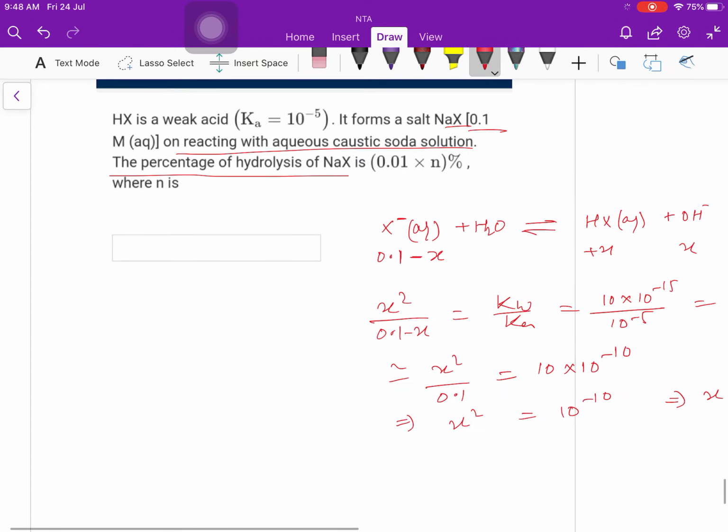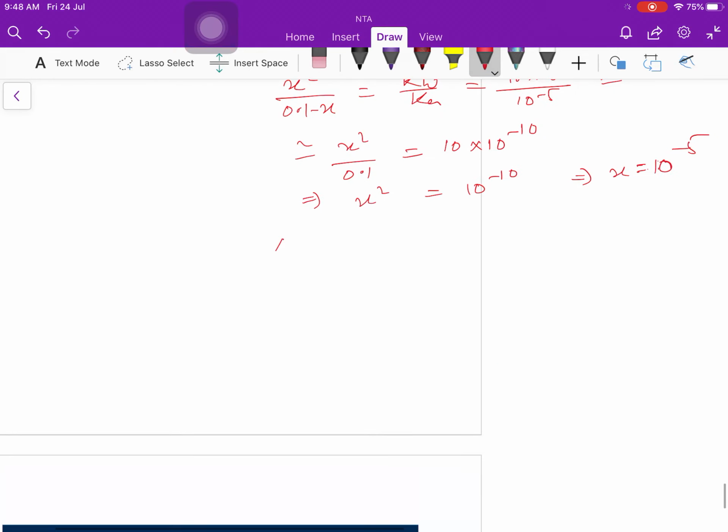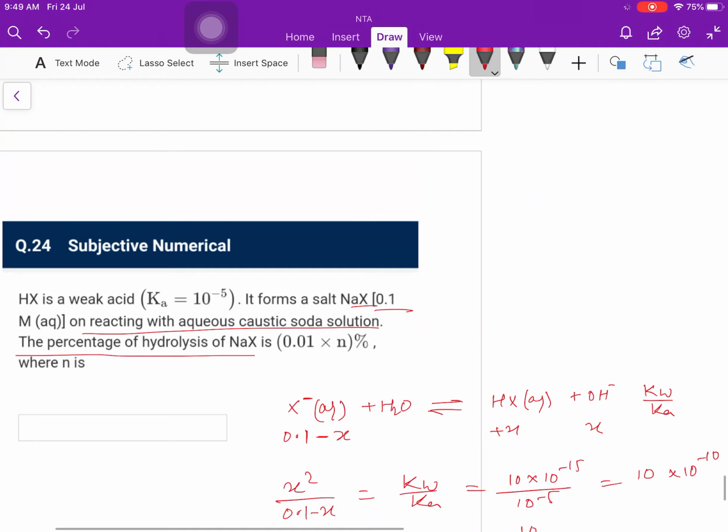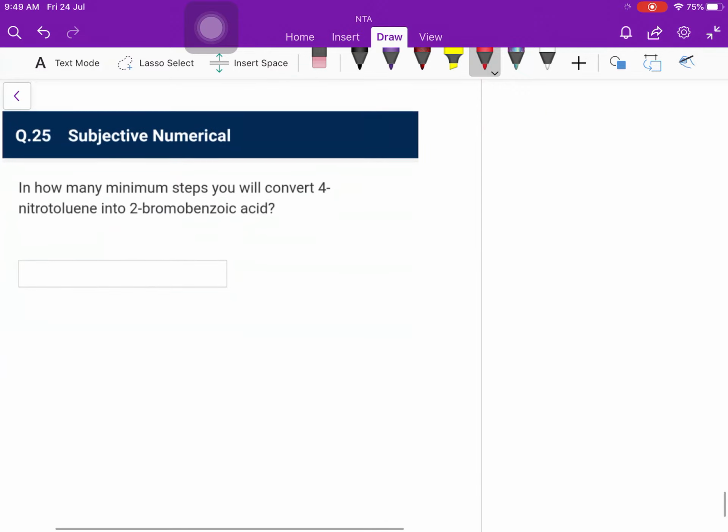What we have been asked is the percentage hydrolysis. Percentage hydrolysis is actually the percentage extent of reaction. This is X upon C naught, the initial concentration, into 100%. X we have calculated as 10 to the power minus 5, and C naught initially was 0.1, into 100%. This becomes 10 to the power minus 2 percent, which is equal to 0.01%. So 0.01 into n%, so n is equal to 1.